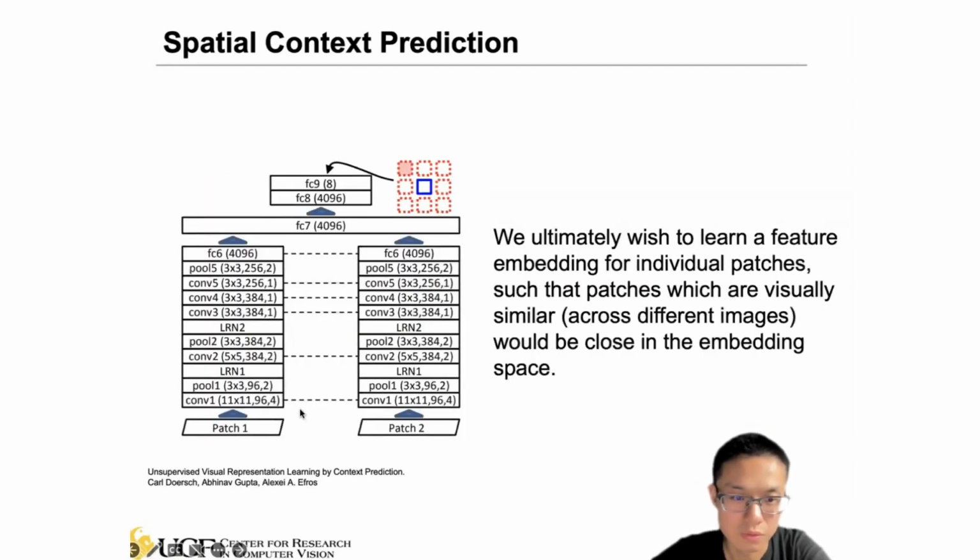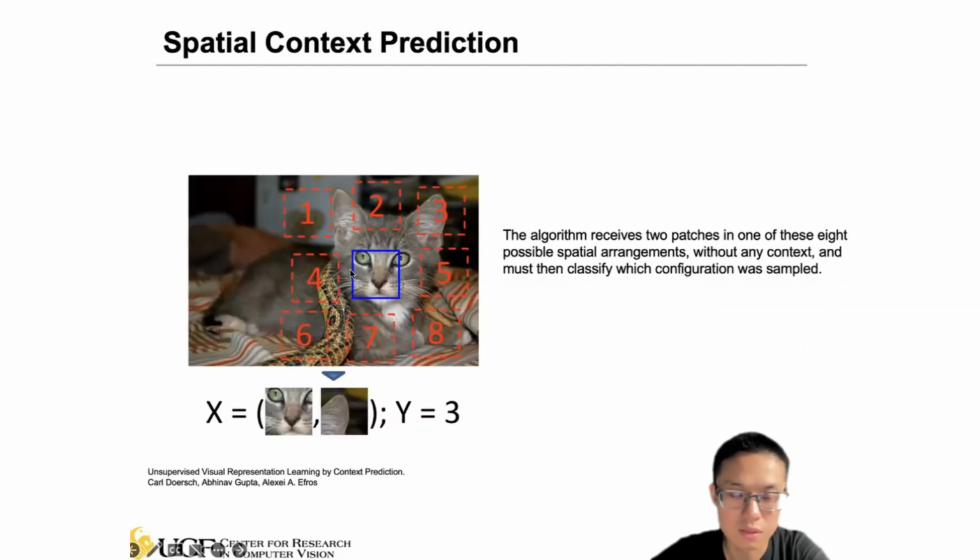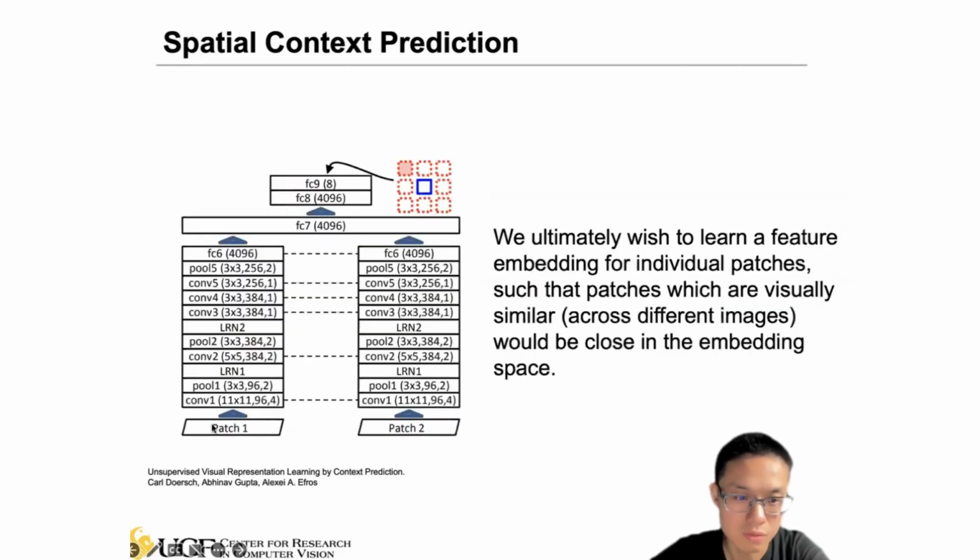So if you look at it, in their network they have a two-stream network, because we're going to process these two patches. The center is always there. So you have patch 1, the center patch, and you go through this CNN network, AlexNet, a couple of conv layers, pooling layers, FC layers, and you extract the feature.